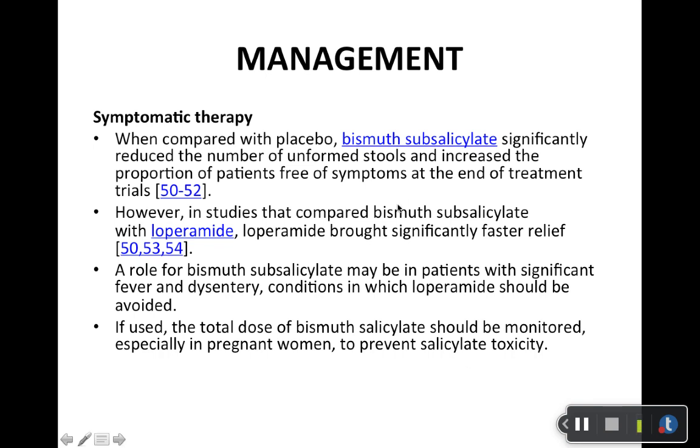So bismuth subsalicylate. What population should you be more careful with them? What type of toxicity do you have to be worried about with bismuth subsalicylate? So hopefully those are all clear with this lecture.